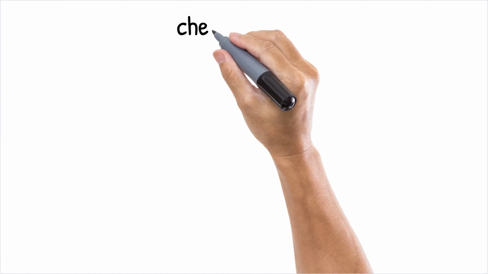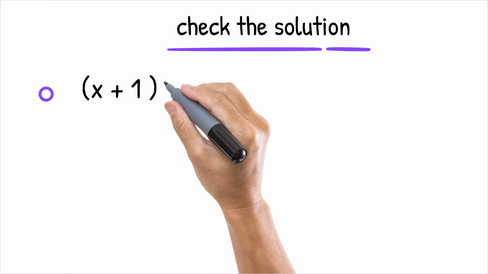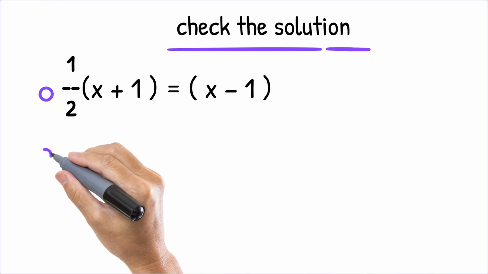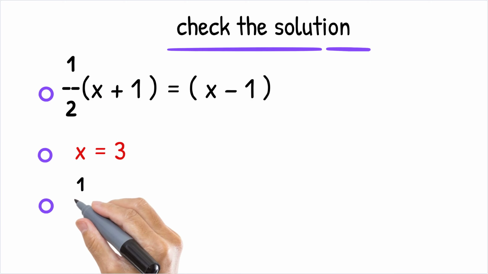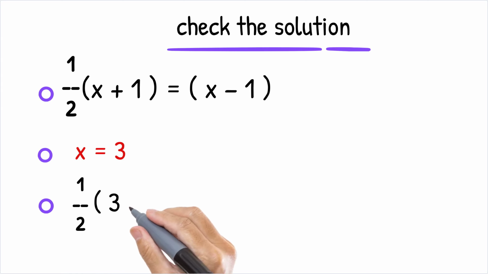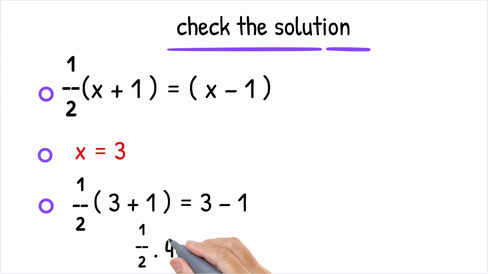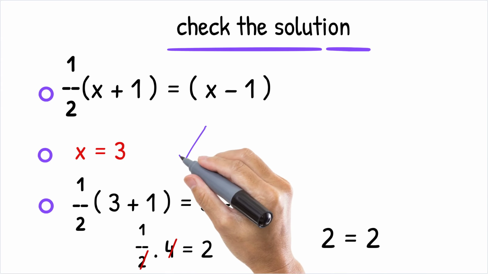Now check the solution x equals 3 in the equation. The equation is 1/2 times (x plus 1) equals 2 times (x minus 1) for x equals 3. Check if it is a valid solution. That is, 1/2 times (3 plus 1) equals 2 times (3 minus 1). That will be 1/2 times 4 equals 2. Now simplify 2 in the denominator with the 4 in the numerator. That will be 2 equals 2, which is true. Hence, x equals 3 is the solution.